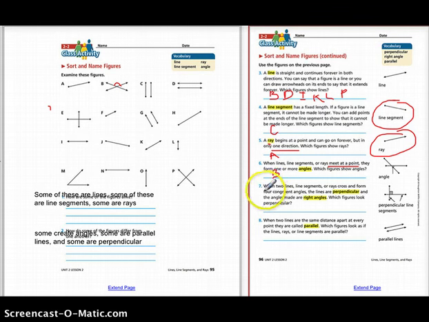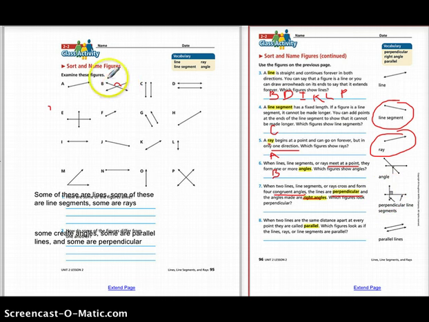Number 7. When two lines, line segments, or rays cross and form 4 congruent angles, the lines are perpendicular, and the angles that are made are right angles. Which figures look perpendicular? Okay, so over here we show all the angles are the same because they are congruent. A right angle means that it creates a 90-degree angle.